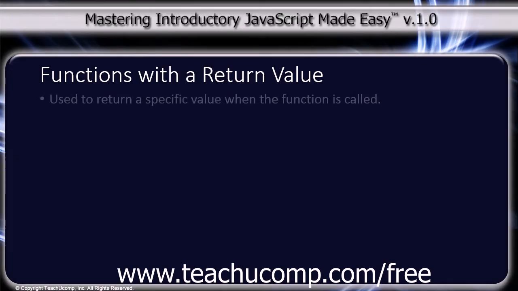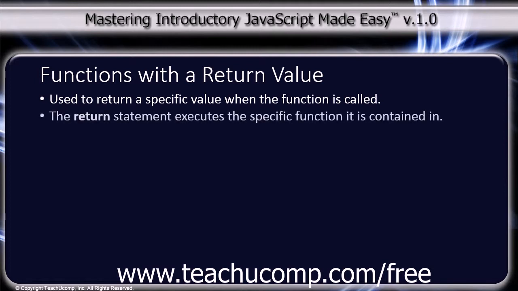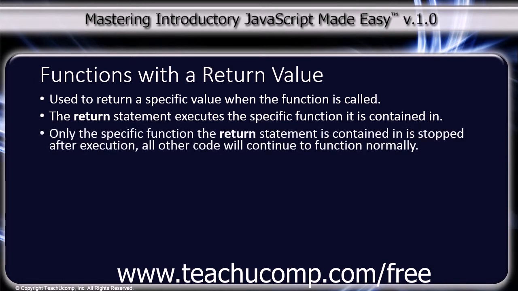Functions can also be used to return a value to where the call or initiation of the code was made from. To do this, you use the return statement. When using the return statement, the specific function will stop executing and return the value you specify. It is important to remember that the JavaScript code as a whole does not stop executing when a return statement is used. Only the specific function containing the return statement stops executing.